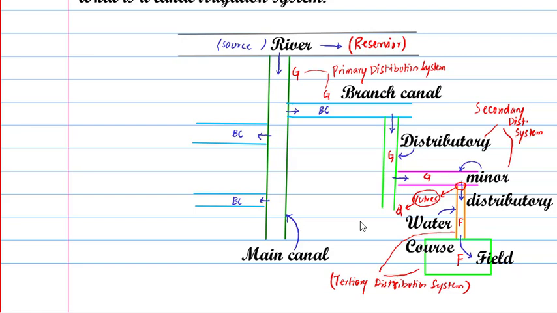And we have also discussed who is responsible for the maintenance and management of these three systems. For the primary and secondary distribution systems, the responsible authority is the state or government irrigation department. They are responsible for looking after, managing and maintaining the branch canal, main canal, distributary canal, and minor distributary canal. But for the water course and field, the responsible group is our farmers. Farmers are responsible for the maintenance and management of water courses and field.